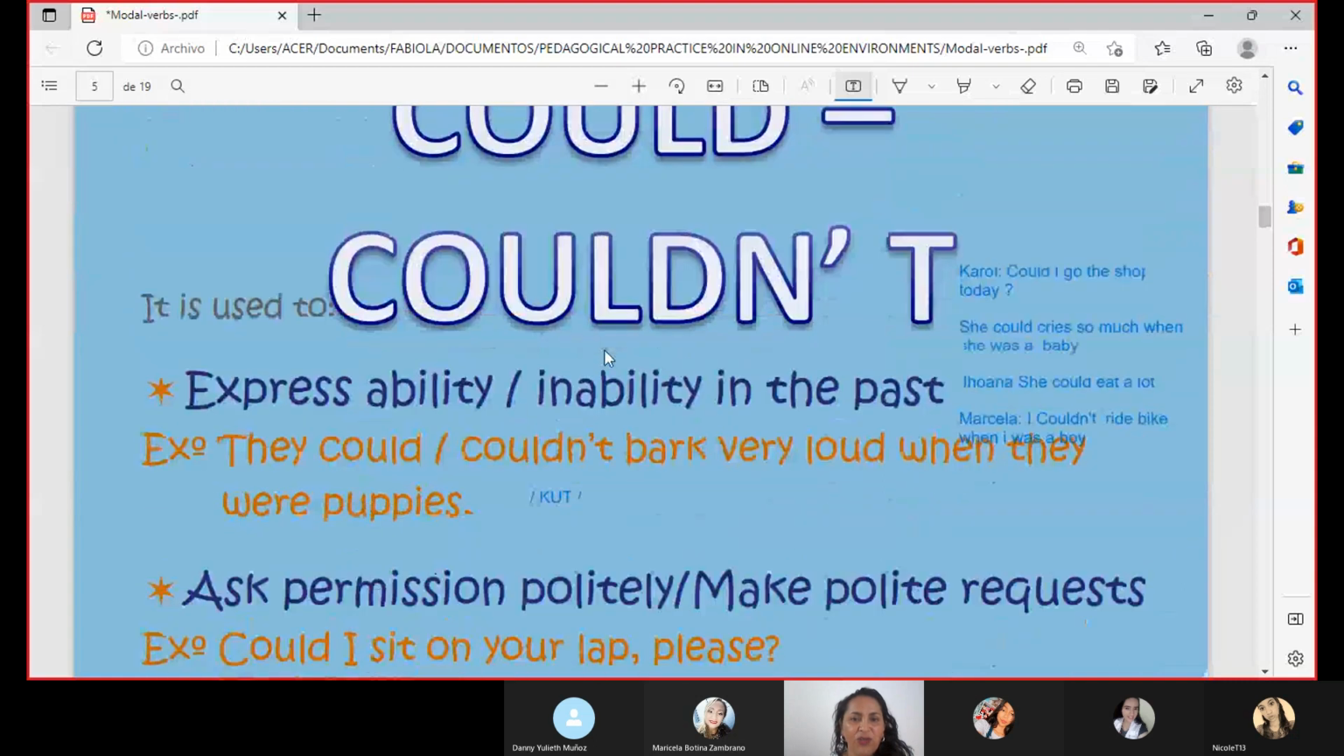Okay, continue with other modal verbs. The second is could and couldn't.